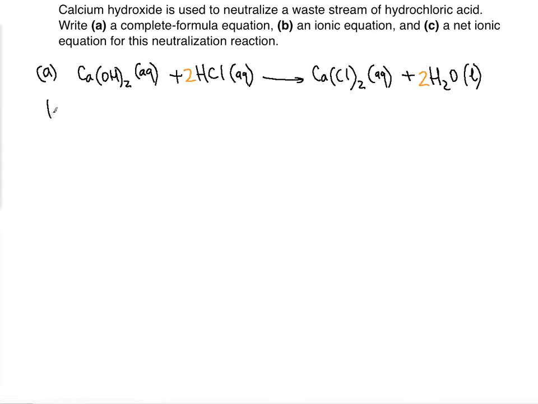So part B is to write an ionic equation, right? So an ionic equation means we have to break this up. So calcium 2 plus, aqueous, right? In other words, we're breaking up the compounds into individual participant ions, right? Calcium 2 plus plus. Now this is where you got to be careful, right? Because now we're talking about individual compounds or ions, right? So in this case we're talking about hydroxide here. So hydroxide is an ion, right?